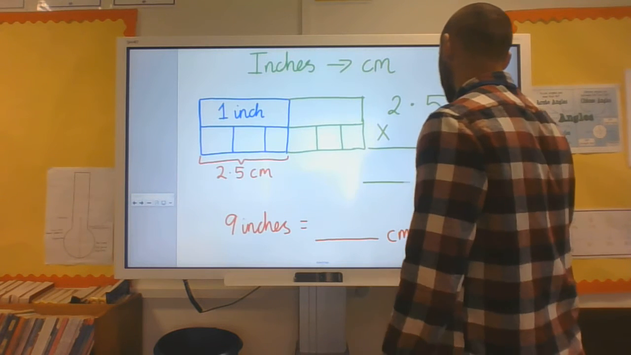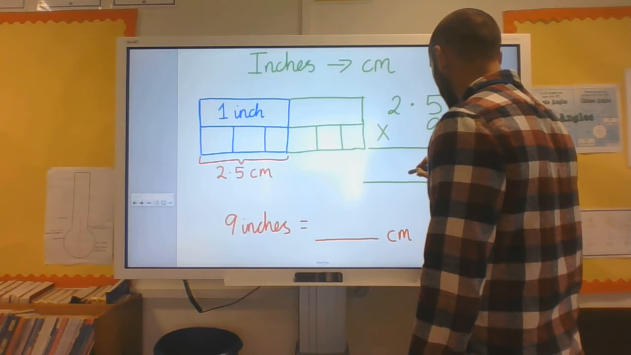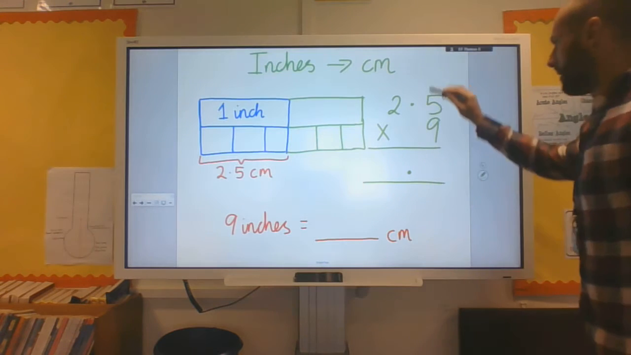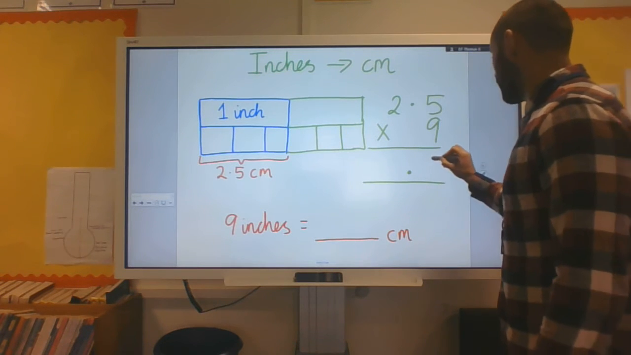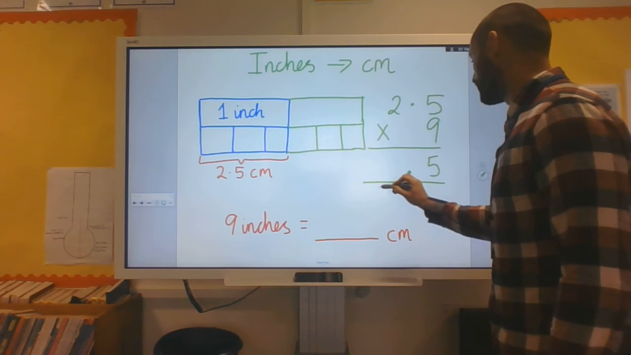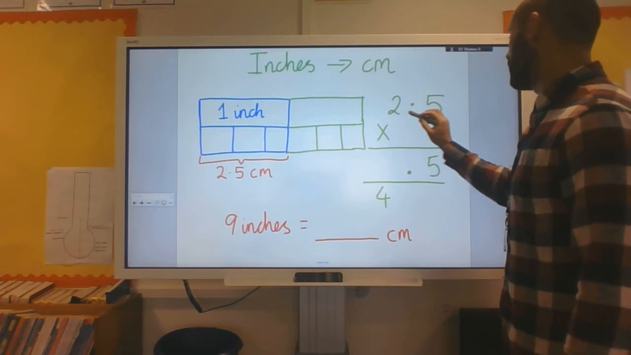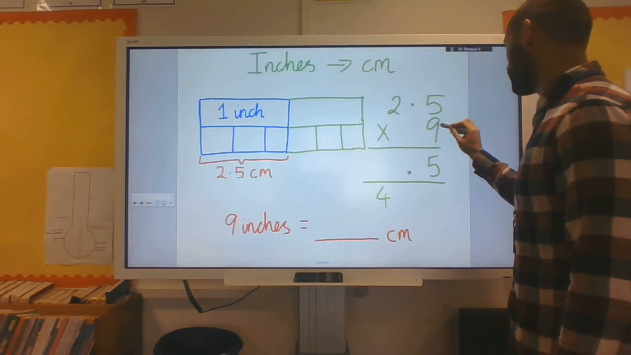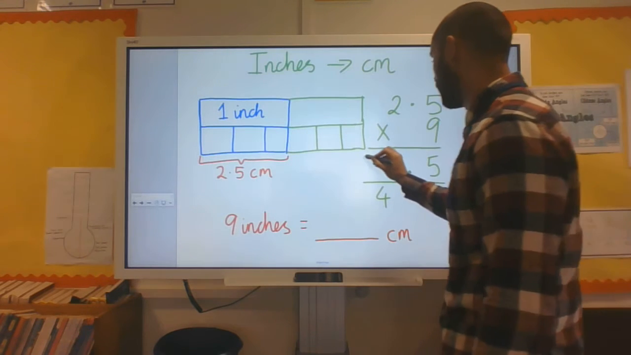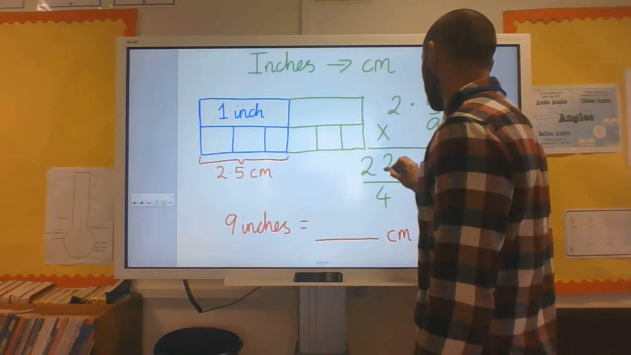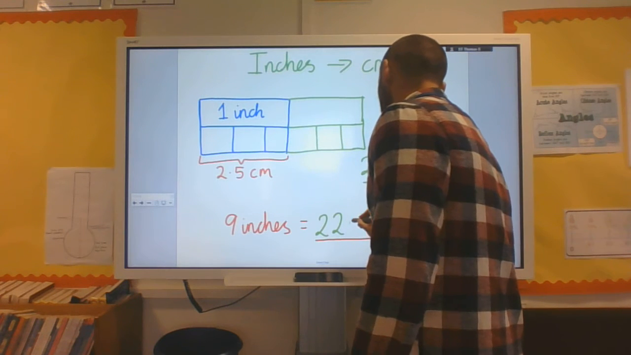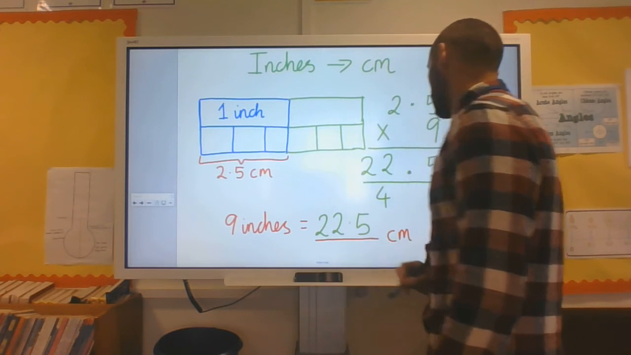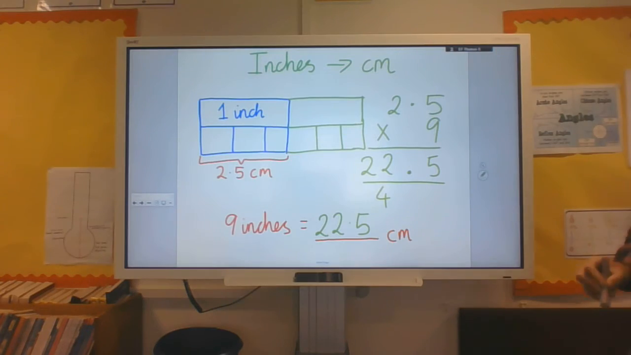Okay, and remember, put your decimal point in there to help you calculate. 5 times 9, 45. 2 times 9, obviously 18. Add the 4, 22.5 centimetres will be our answer there.